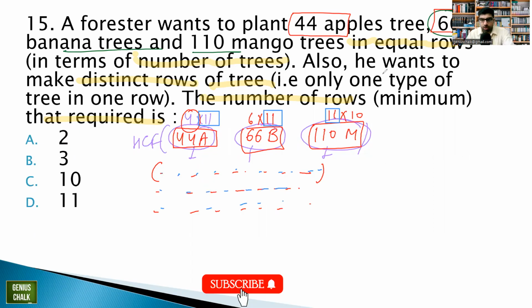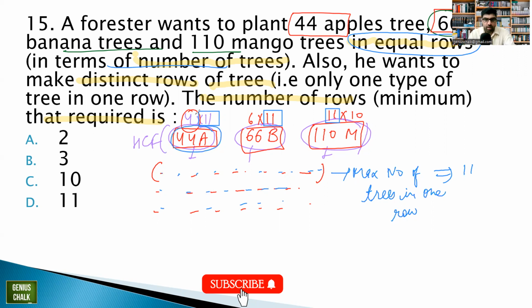So the first thing we have got is that if you want to find equal rows in terms of number of trees, the maximum number of trees in one row must be 11. Now you have to find the number of rows, how many rows we can make. There are 44 apple trees, and in one row I can have a maximum of 11 trees, so there will be four rows of apple trees. Can I say 11 fours are 44?